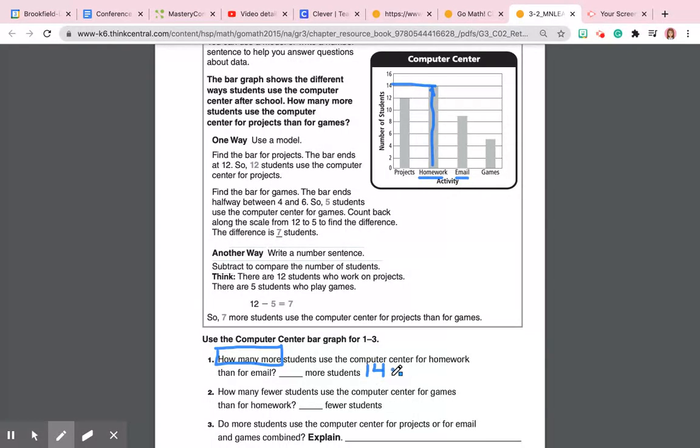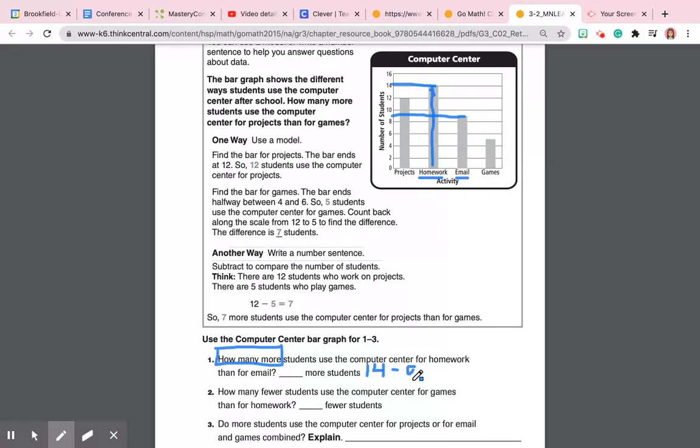I'm subtracting using a number sentence like this one. I'm going to do 14 minus the amount of students who use the computer center for emails. So I'm going to go to the top of my email bar. I'm going to draw my line over, and I land between 8 and 10, which tells me that the number of people that use the computer center for emails is 9.